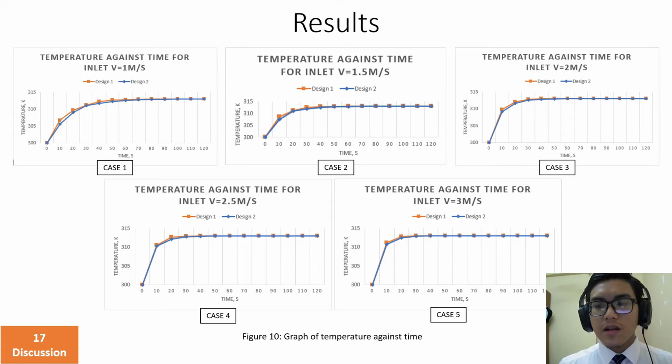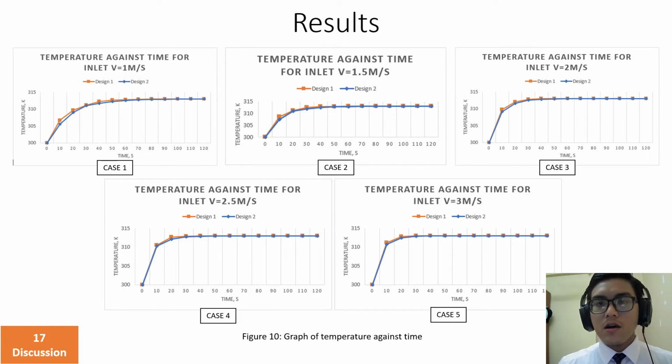As we can see from the graph, cases 4 and 5 have the steepest graph and cases 1 and 2 have the less steep graph. Also from the graph, we can obtain the best design configuration for each case. As we can see, design configuration 1 is slightly better in terms of time taken to heat up the heating chamber compared to design configuration 2.